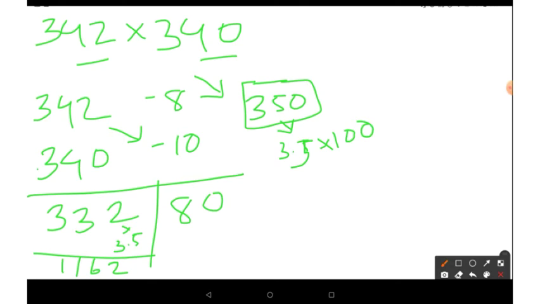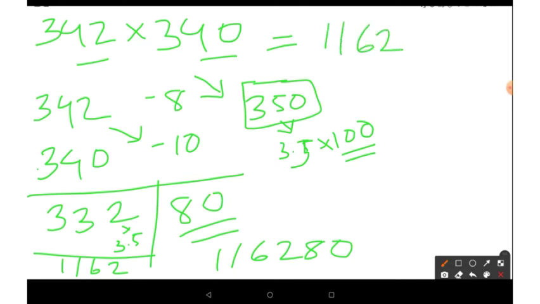Then you have to check one more thing, the number of digits. Number of digits is 2, and the number of zeros is also 2. So everything has been taken care of. So your answer is 116280. You can write it together. So our answer for 342 into 340 is 116280. That is the answer.